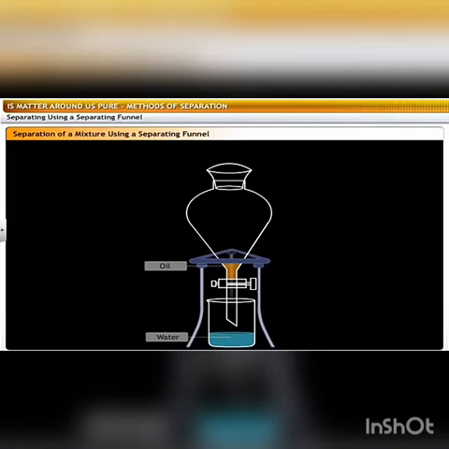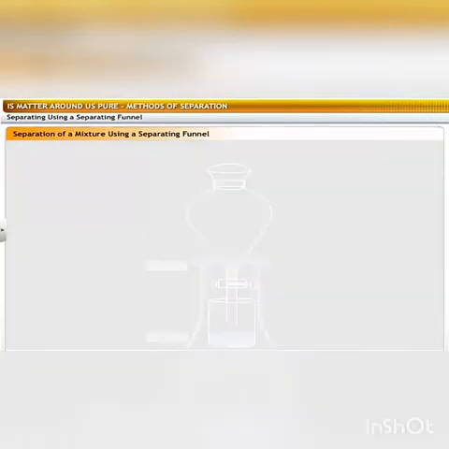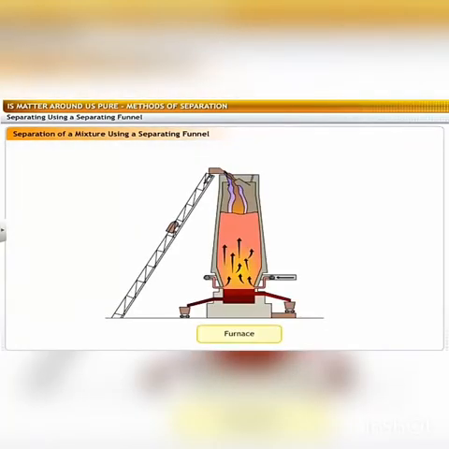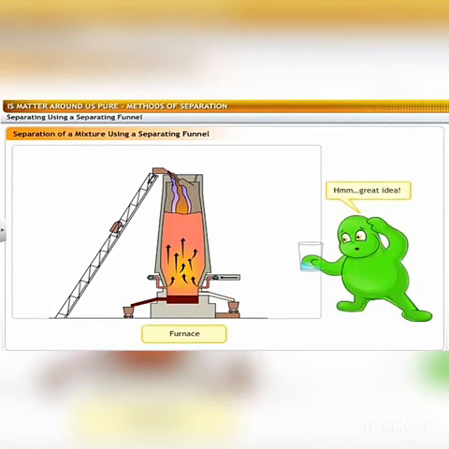In fact, the same method of separation is used to extract iron from its ore. The slag and molten iron form two distinct layers inside the furnace. The lighter layer of slag is removed from the top and the molten iron gets left behind. Great idea.